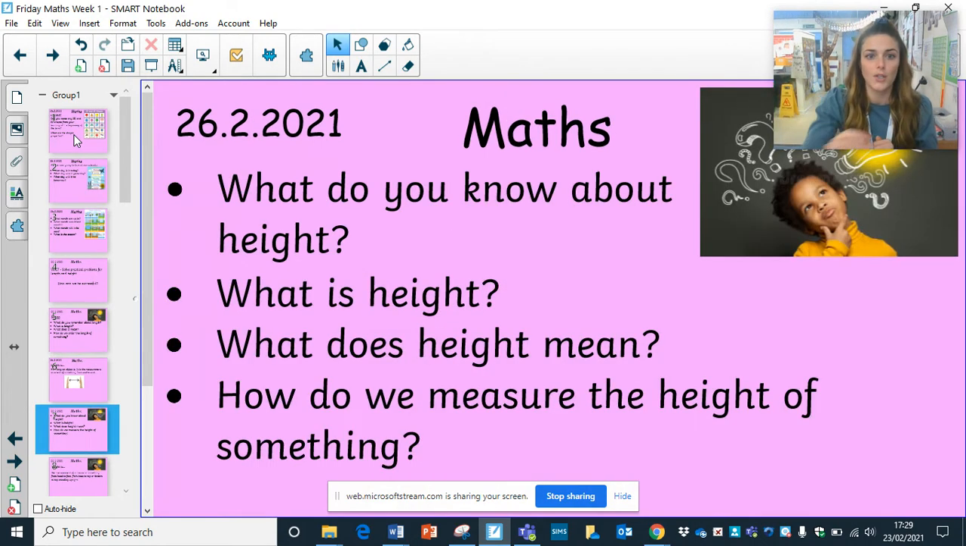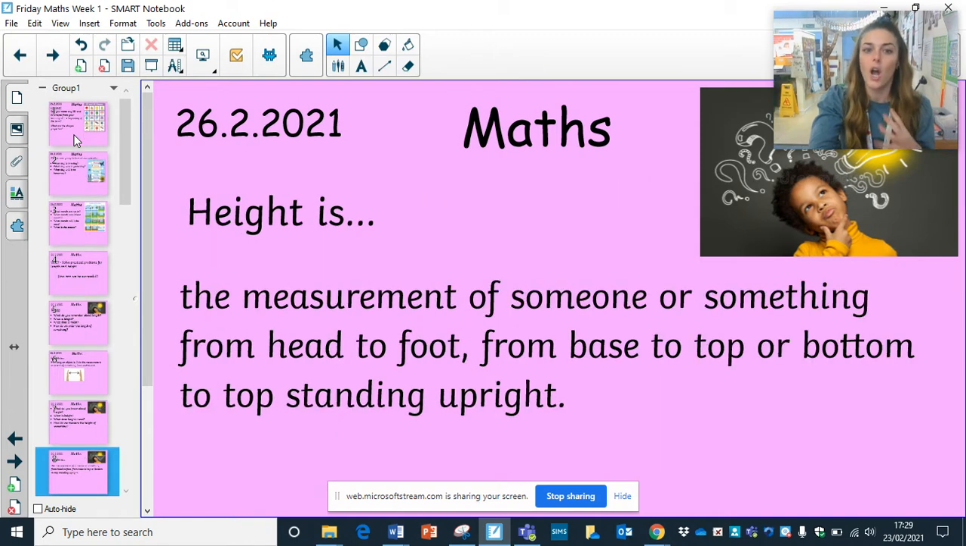So what do you know about height? What is height? What does height mean? And how do we measure the height of something? Again, same questions, but we're looking at the height this time. Pause here, then I'll have the answers for you in a moment. So height is the measurement of someone or something from head to foot, from base to top, standing upright. So the length is side to side and height is from top to bottom.